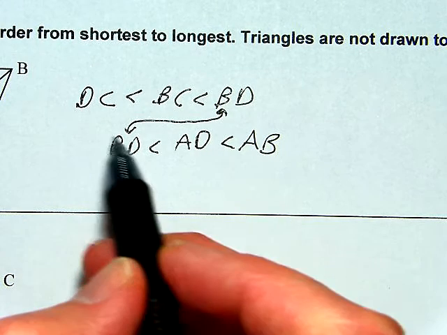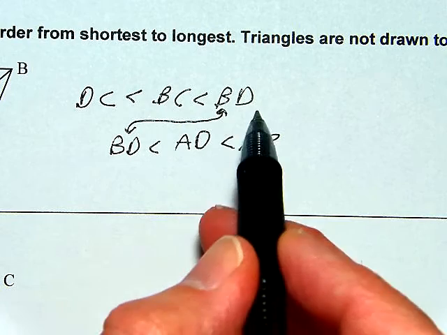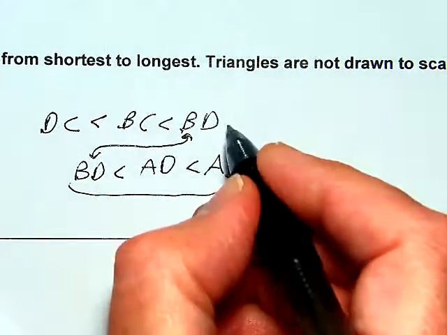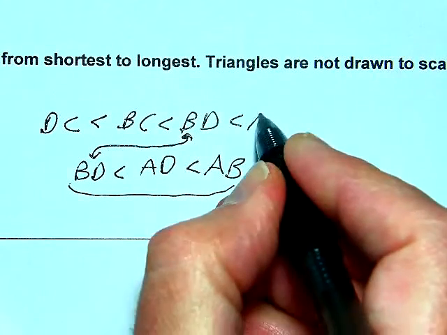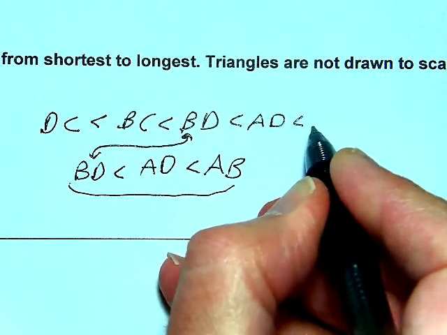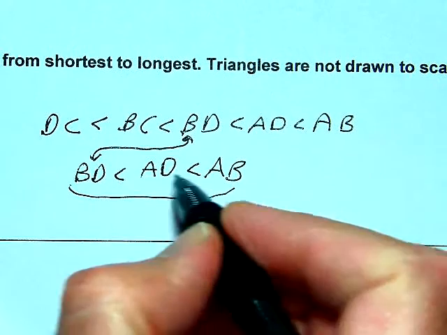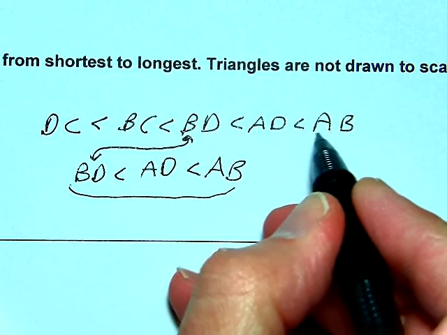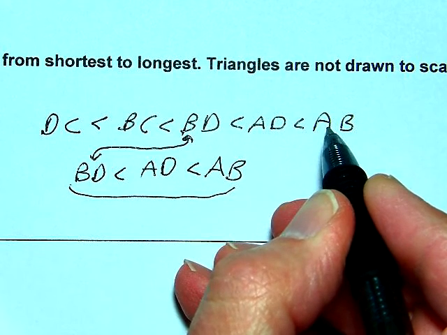So we could just combine these two inequalities, move this one up over here, and therefore we have BD is less than AD is less than AB. Okay, I've simply just taken this little string of inequalities and put them up over here because we know them to be true.